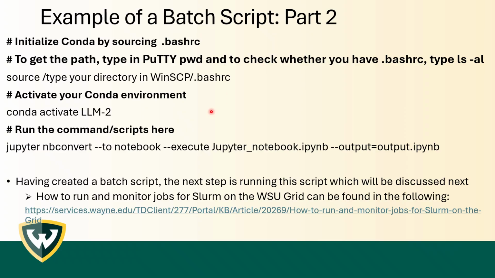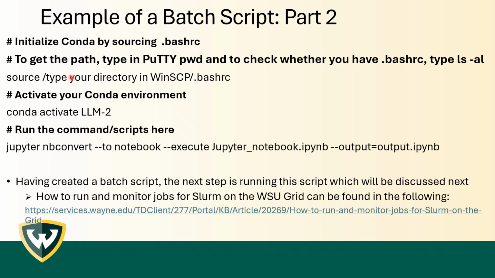For that, we need to find the path where .batchrc is. In order to do that, we can type in PuTTY the following command, pwd, and then to check whether you have this .batchrc, you can type the following command. Once you have the corresponding path, you can add it here.